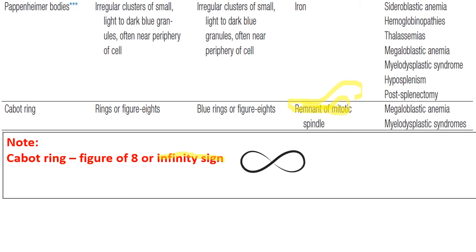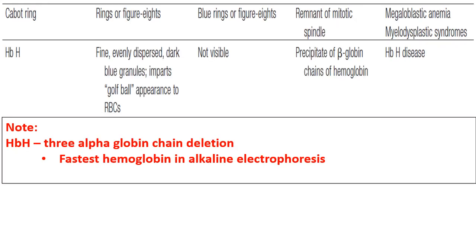So, balik tayo. Anong mga associated disorders? Megaloblastic anemia and Myelodysplastic Syndrome. Yun yung mga disorders of RBC maturation.